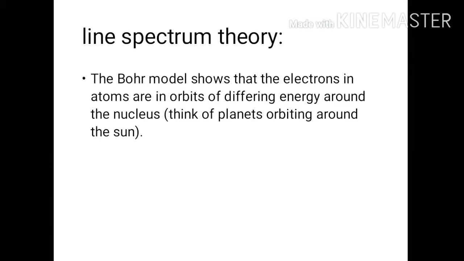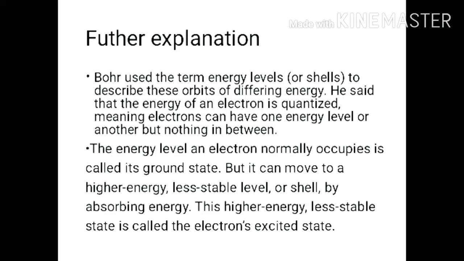So before Bohr explained his model, he gave a line spectrum theory. The Bohr model shows that the electrons in an atom are in orbits of different energy around the nucleus. For example, think of planets orbiting around the sun. Bohr used the term energy levels or shells to describe these orbits.